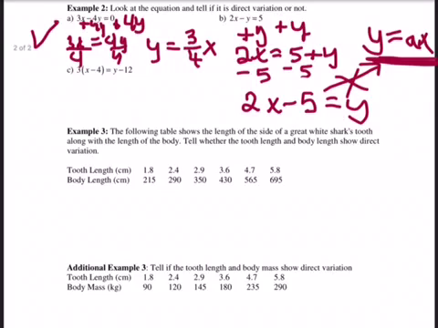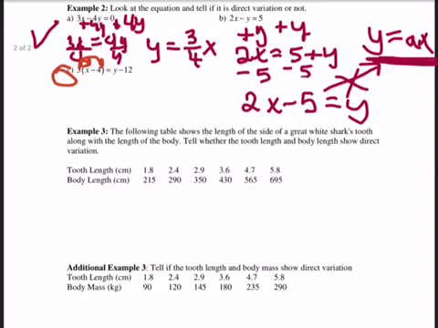So what I want you to do now is try the next one, but the first thing you need to do is to carry the 3 through the parentheses. So multiply that 3 by the x and by the negative 4, then work on getting the equation to say y equals, to tell me if it's direct variation or not.